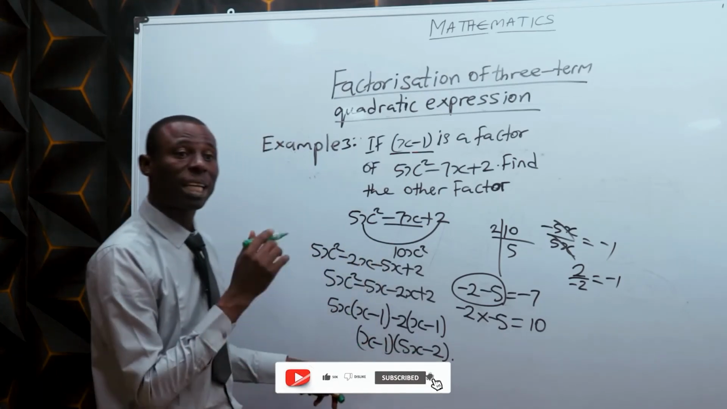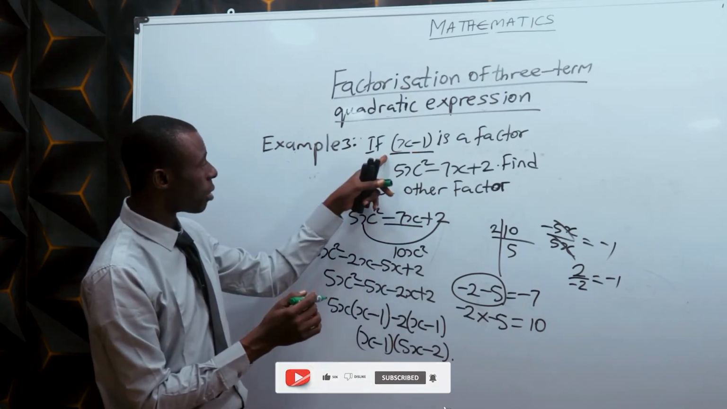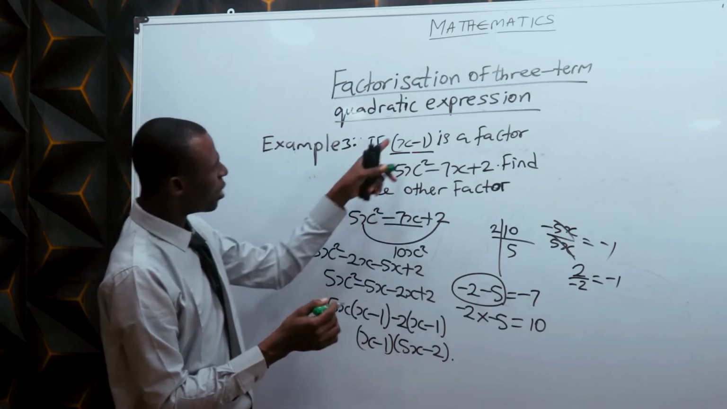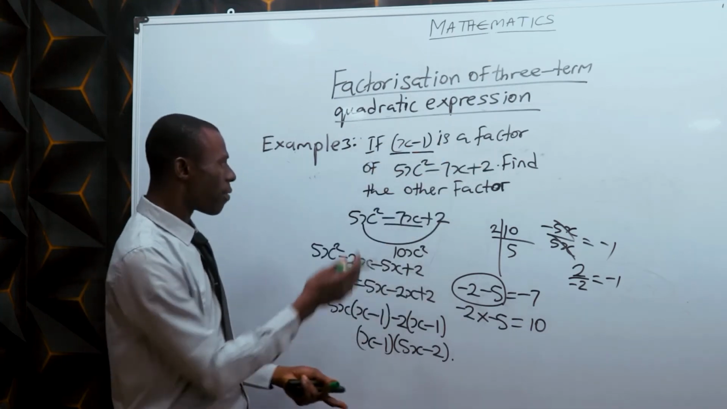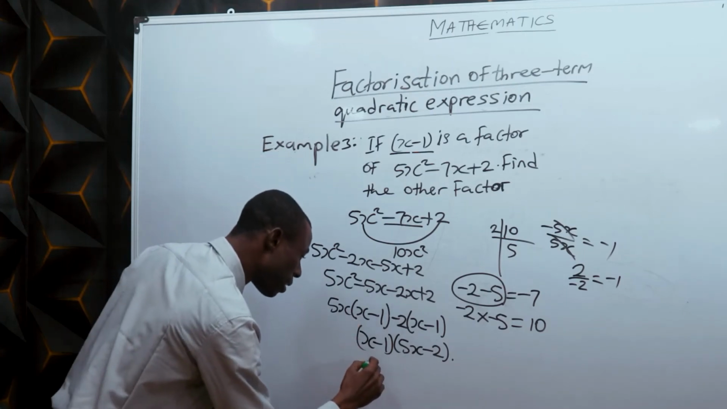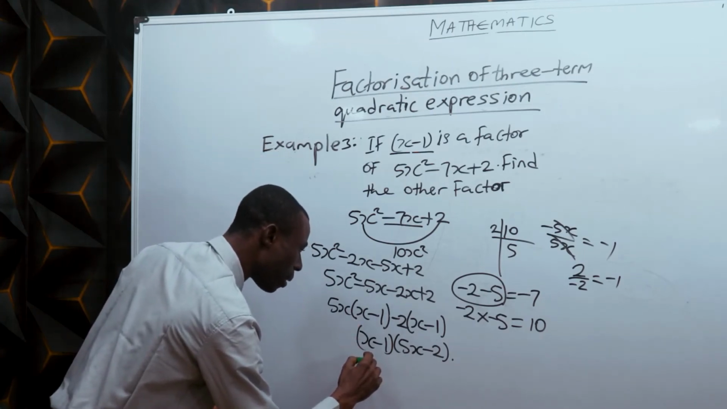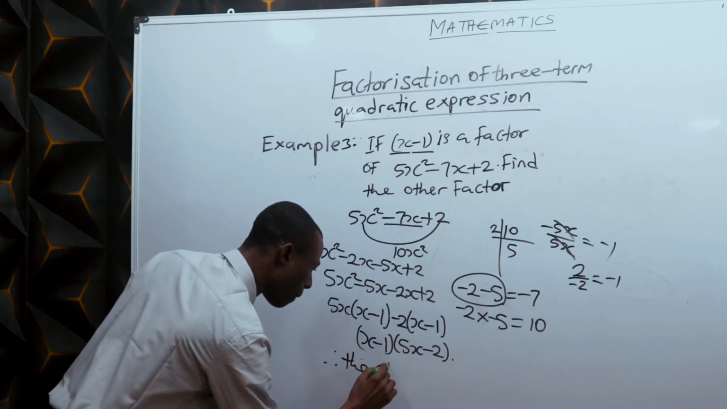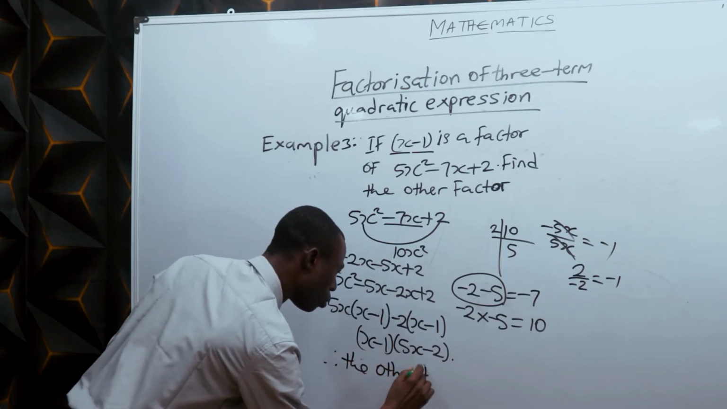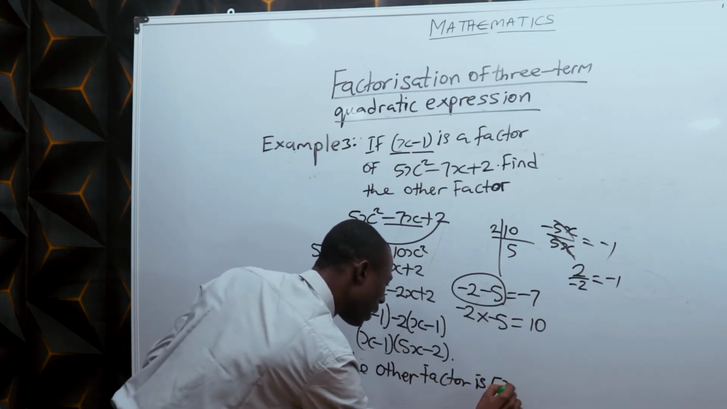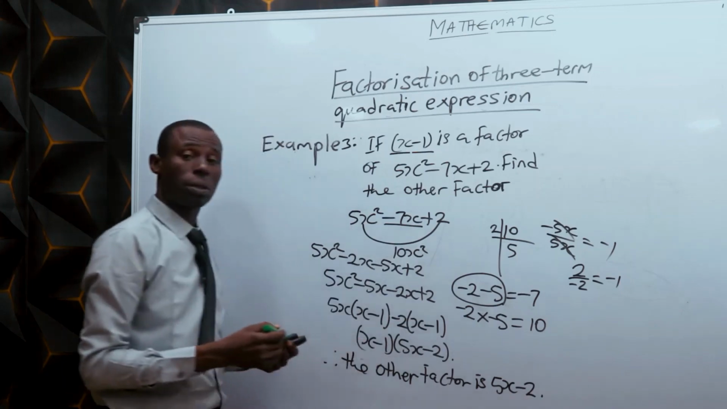And one of them was given to us at the beginning of the question, which is x minus 1. Can you see? x minus 1. If x minus 1 is a factor of this, then find the other factor. What now is the other factor? You can all see it is 5x minus 2. Therefore, the other factor is 5x minus 2. That is it.